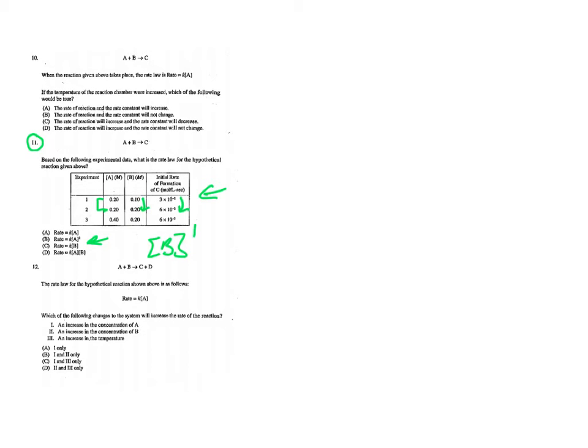Now let's look at A. Well, for A, I would like 2 experiments where B is constant. So I'm going to compare experiments 2 and 3. And you'll notice A doubles, and the experiment has no change in rate. That tells us that the order with respect to A is 0. So we are looking at the answer being C, because C is the only one that doesn't have A in it.